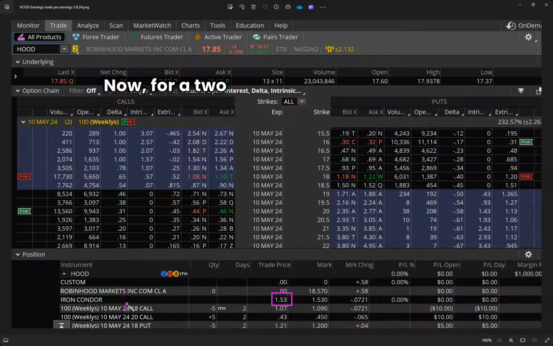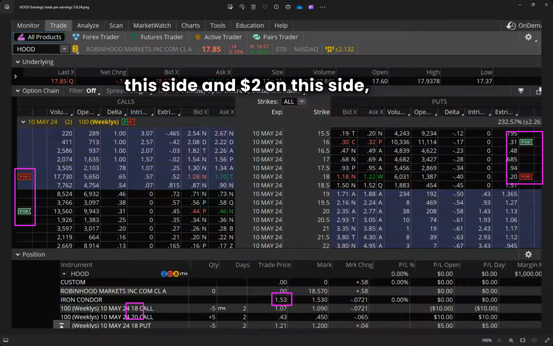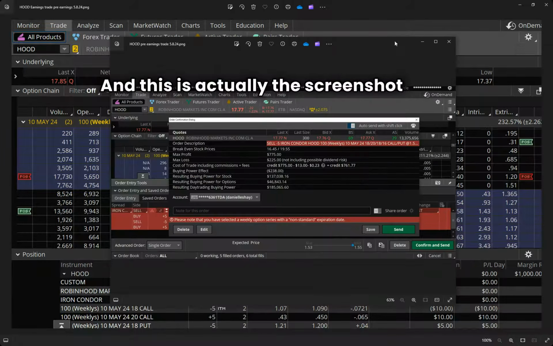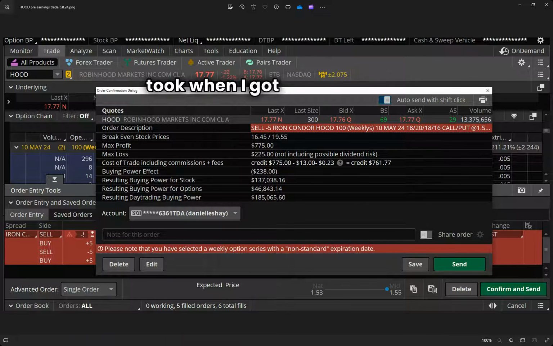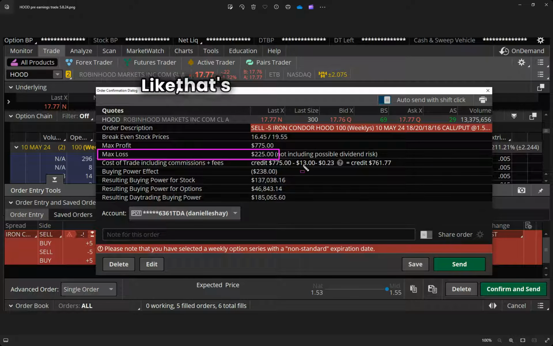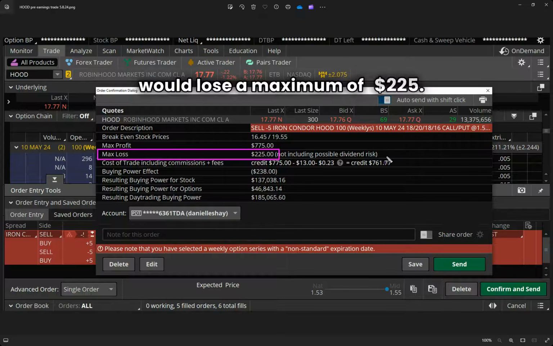Now, for a $2 wide spread, $2 on this side and $2 on this side, that is a really good risk to reward ratio. And this is actually the screenshot that I took when I got into the trade. So I was risking a max of $225. That's all I could have lost. If Robinhood fell by 30%, I would lose a maximum of $225.